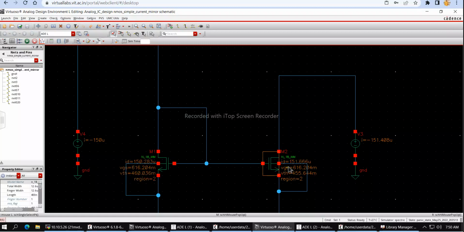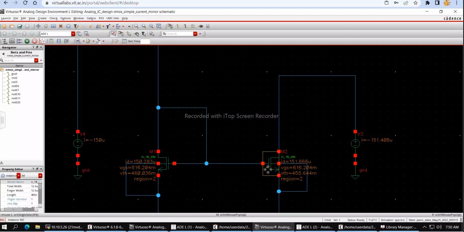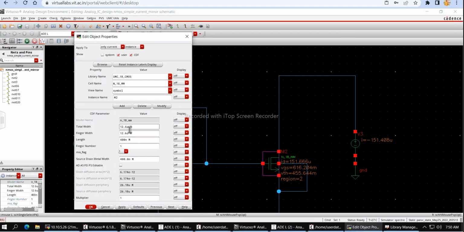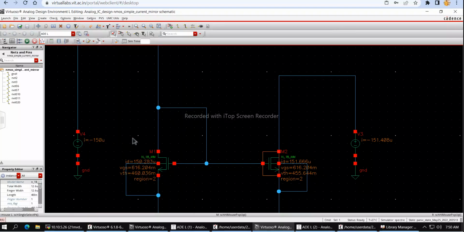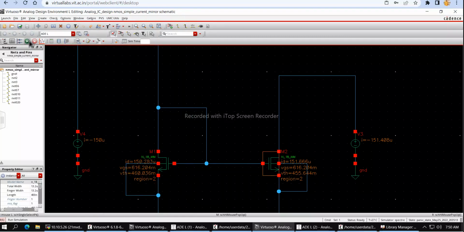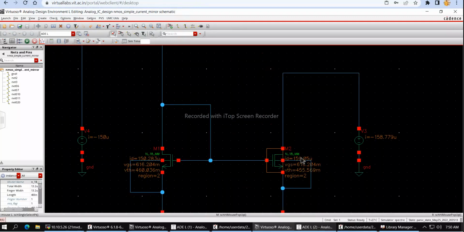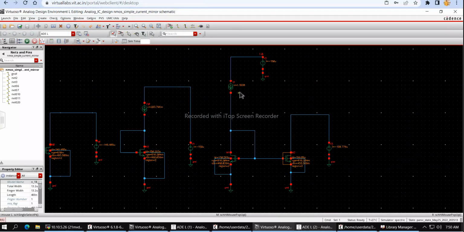So we can see the current we got is almost 151, approximately 150. So we can keep the width the same, since 150 and 159 don't make that much difference. So we will keep the width as it was originally, 13.2, and we got a current of about 150 microampere. So now we are able to design a current mirror of 150 microampere.